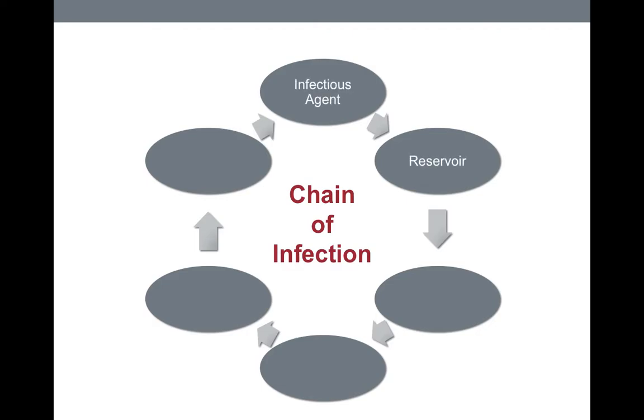First, there must be an infectious agent and some type of reservoir for it. The agent could be bacteria, viruses, or fungi, and the reservoir is the habitat in which that agent is able to live, grow, and multiply. Reservoirs could be humans, animals, or the environment. Next, a portal of exit is required. This is simply the mechanism by which the agent leaves the initial host.